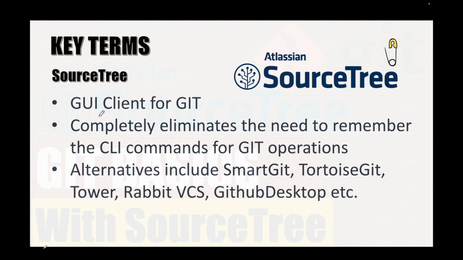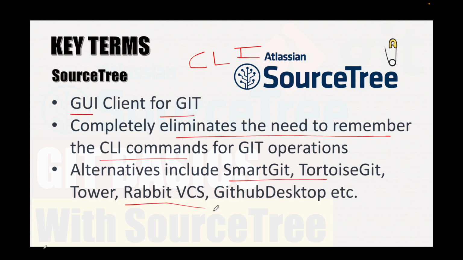Now, what is SourceTree? All these concepts which we are doing can be done with the help of a CLI, command line interface, or it can be done using a tool. And SourceTree is one such graphical user interface tool for Git. It completely eliminates the need of remembering the CLI commands. Alternatives include SmartGit, TortoiseGit, RabbitVCS, GitHub Desktop, etc.